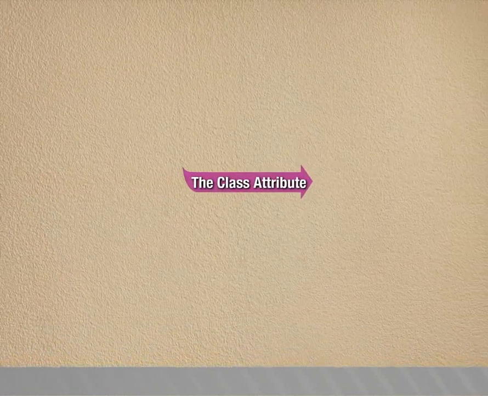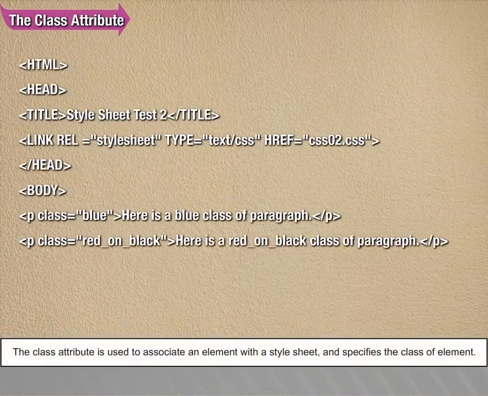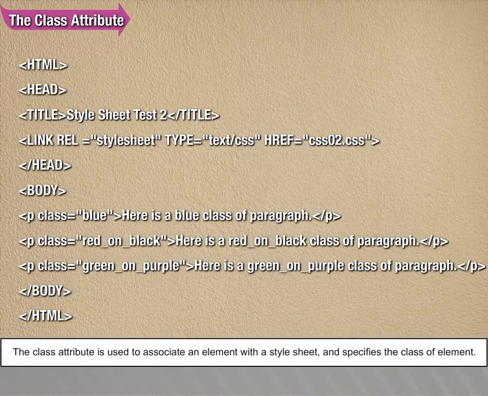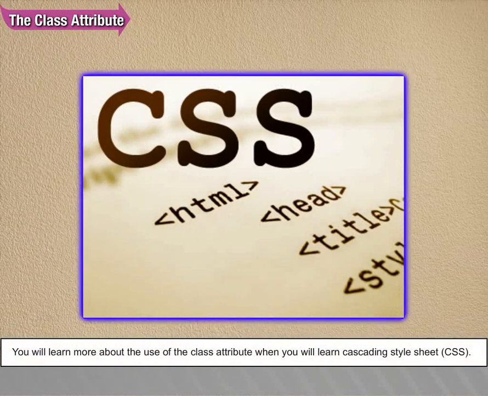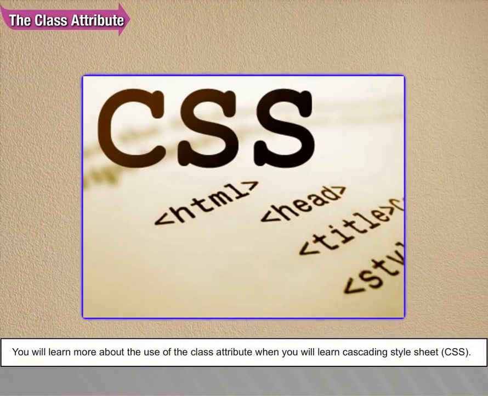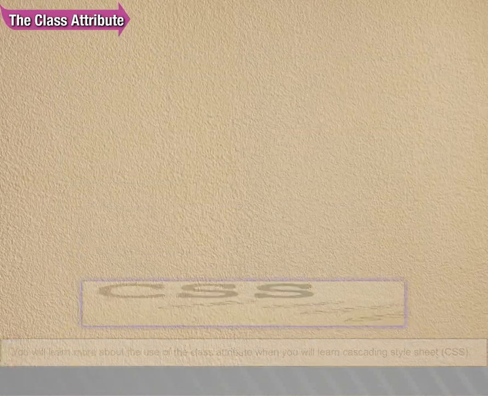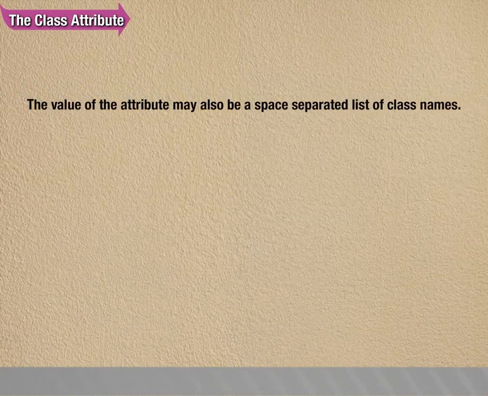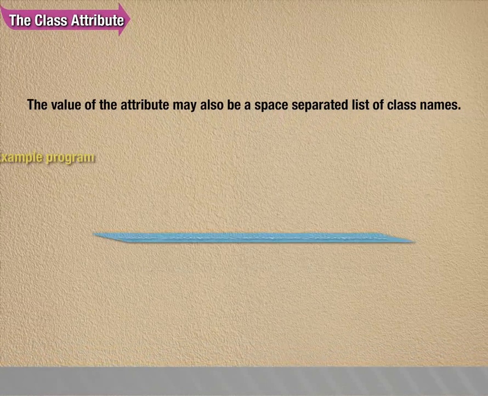The class attribute. The class attribute is used to associate an element with a style sheet and specifies the class of element. You will learn more about the use of the class attribute when you will learn Cascading Style Sheet (CSS). The value of the attribute may also be a space-separated list of class names. Example program.